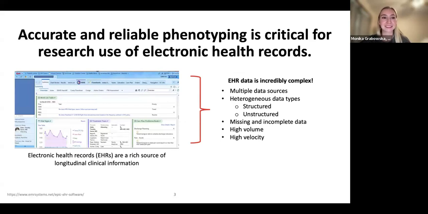You might think that this is a simple task, but accurate and reliable phenotyping is actually quite challenging, in large part due to the complexity of EHR data. The data in the EHR comes from a variety of data sources, whether that be different hospitals, different EHR systems. The data itself comes in different types, including structured data like diagnosis codes, lab values, medications, as well as unstructured data, such as free text clinical notes. Data can be missing. Sometimes the data is incomplete, and a high volume of data has accumulated since the introduction of EHRs into clinical workflows, and this data is continuing to accumulate at a rather high velocity.